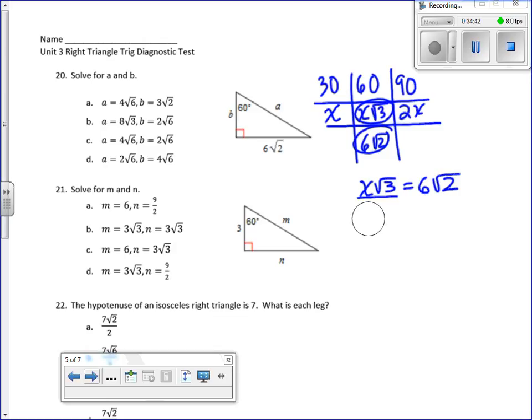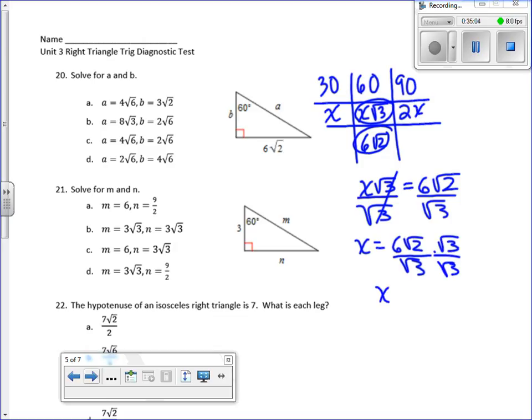Typo there. Let's fix that. And whatever I do on one side, I do on the other. So x equals 6 times radical 2 over radical 3. Remember, we are not allowed to keep a radical in the denominator. And so I have to rationalize that denominator.